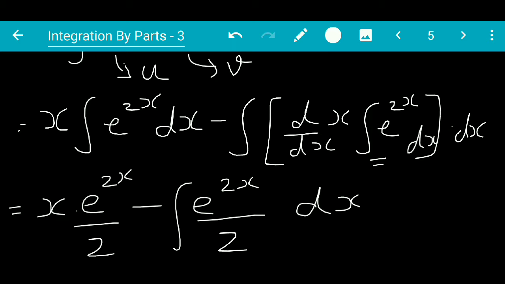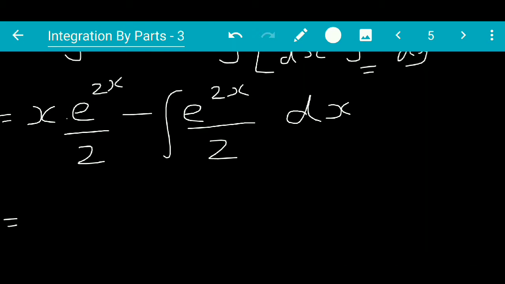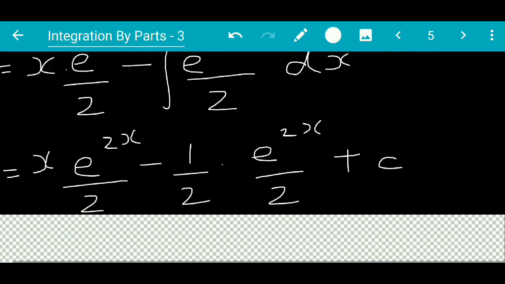Then in the next step, from the second term we can take 1 upon 2 common outside and find the integral of e raised to 2x once again. So we get x e raised to 2x upon 2 minus 1 upon 2 and the integral of e raised to 2x becomes e raised to 2x upon 2, plus c because the integration sign has gone now.